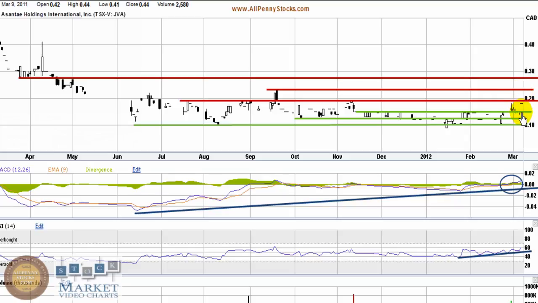We look for support levels to hold. We look for the strength of the trend and the momentum to continue, and for resistance levels to be broken. And with this recent push and climb off a dime up to 18 cents, that's exactly what I'm going to be looking for in the Asantae chart. But as always, it's merely my interpretation.